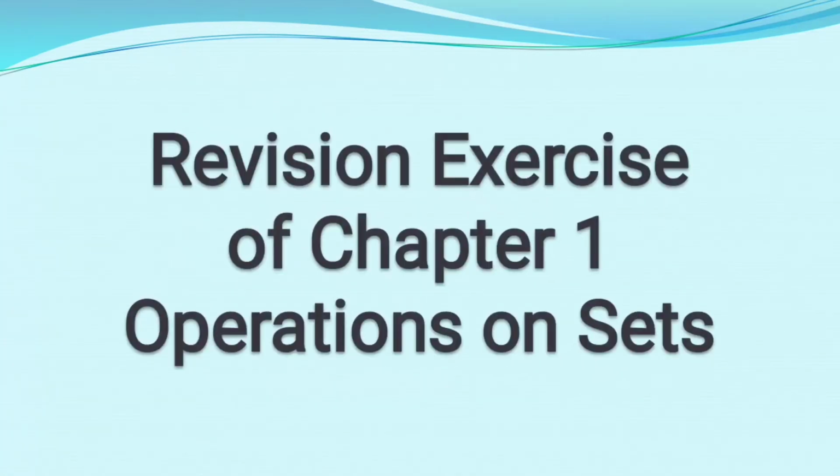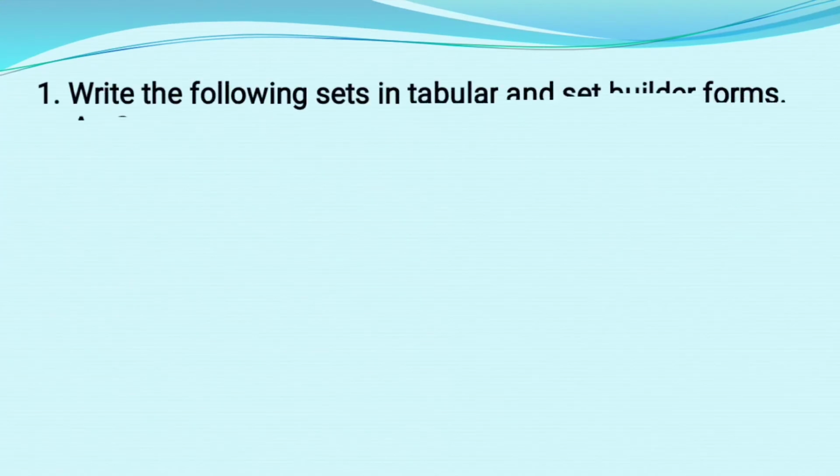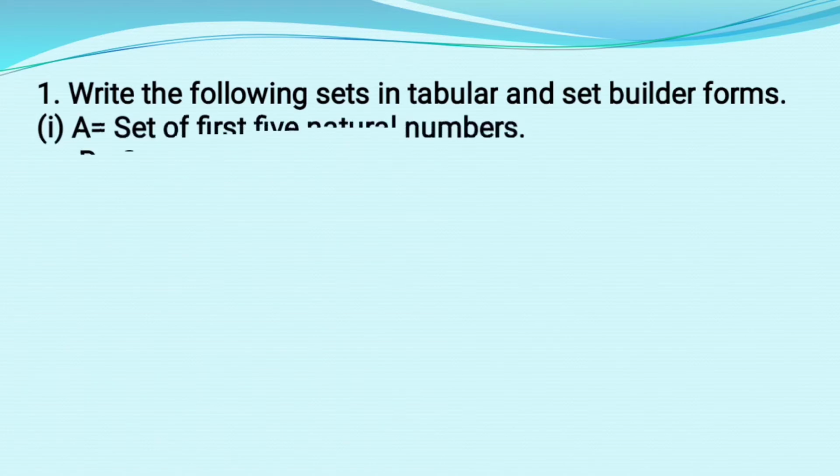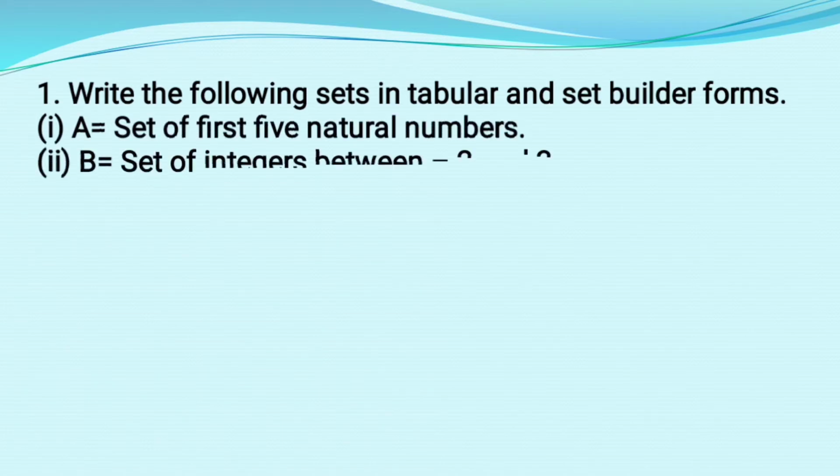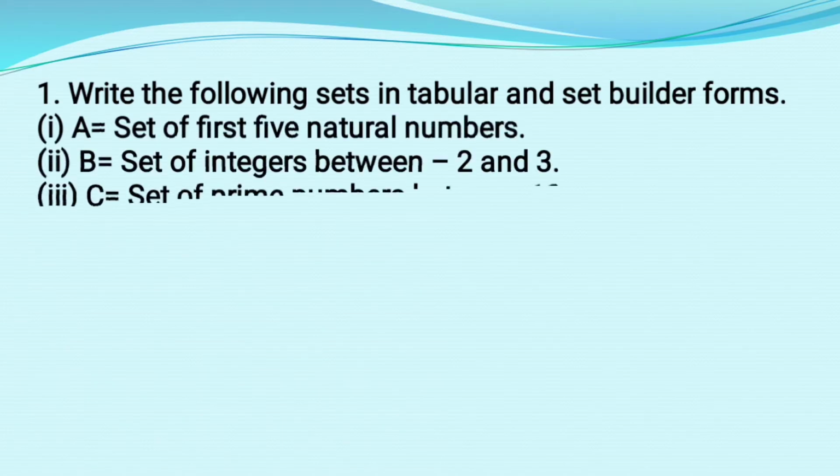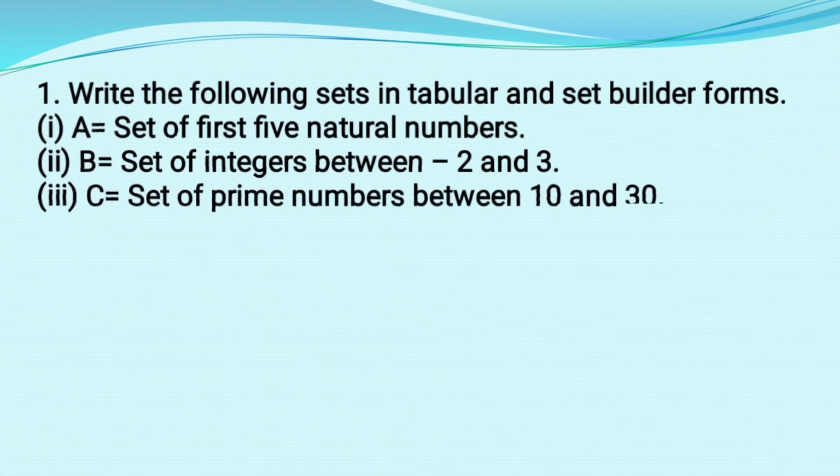Today we will solve the revision exercise of chapter number 1, operations on sets. Question number 1, write the following sets in tabular and set builder forms. A, set of first 5 natural numbers. B, set of integers between -2 and 3. C, set of prime numbers between 10 and 30.